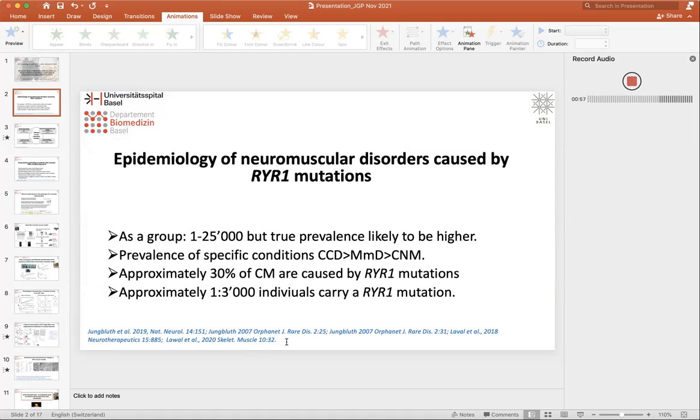So first of all, let's look at the epidemiology of neuromuscular disorders caused by myanogen receptor mutations. Well, these as a whole occur approximately in 1 in 25,000, but most likely the prevalence is higher. And specifically, the most common congenital myopathy caused by myanogen receptor mutations is central core disease, followed by multi-mini core disease and central nuclear myopathy. As a whole, out of all the congenital myopathies, approximately 30% are caused by myanogen receptor mutations. And interestingly, 1 in 3,000 individuals carry myanogen receptor 1 mutations.